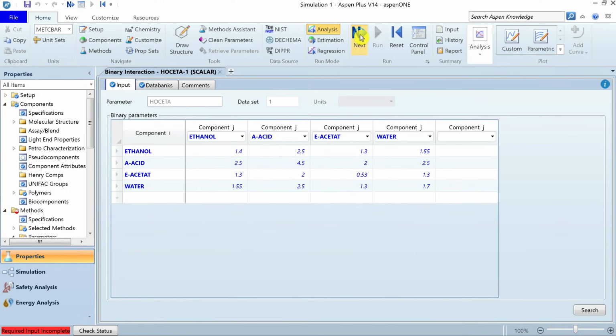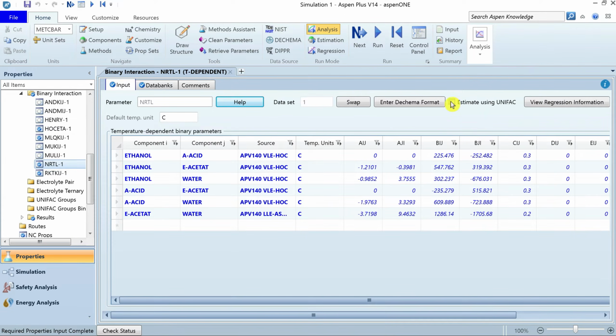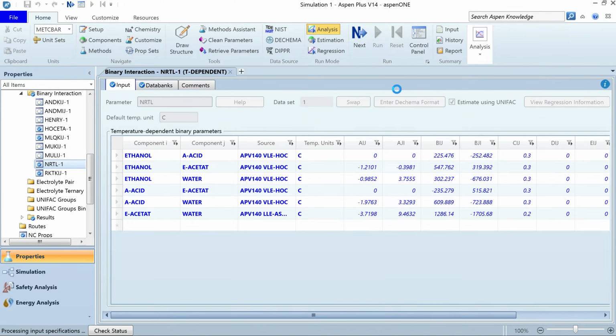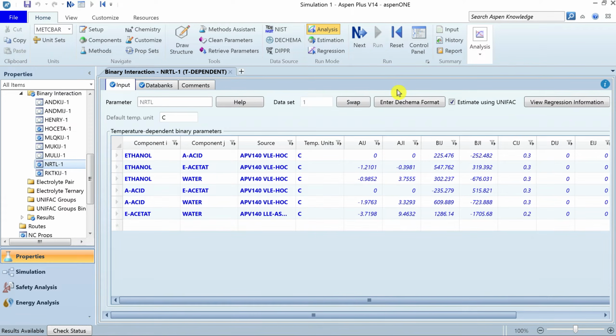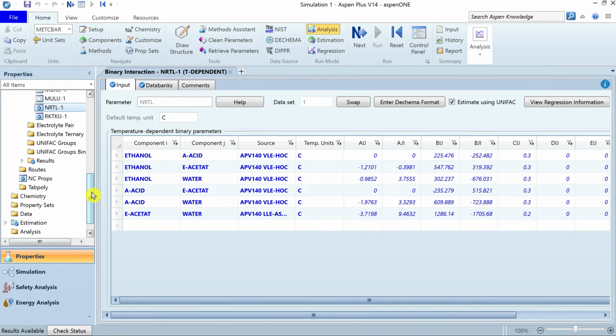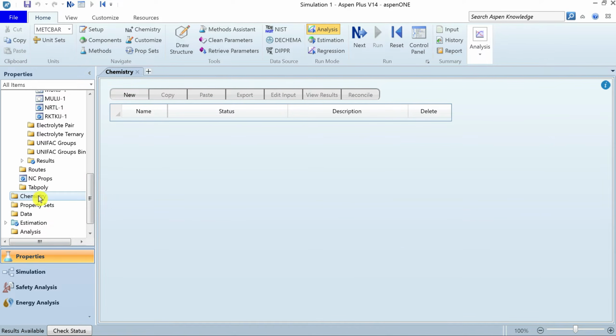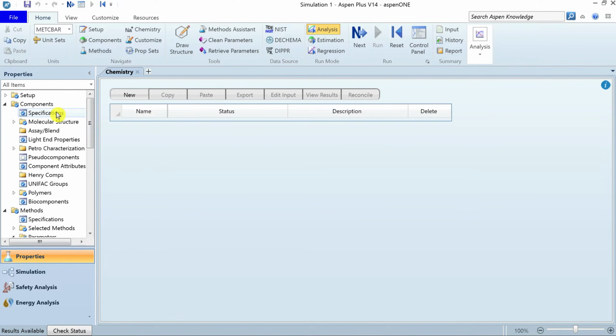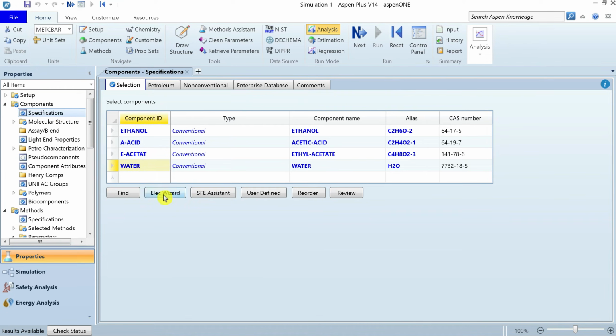Click next. Next. Check the box to estimate missing parameters using the UNIFAC model to estimate any missing parameters. The results of the properties environment are available. The chemistry of electrolyte reactions can be defined in the properties environment under the chemistry folder. You can define it directly by creating a new reaction, or most of the time using the electrolyte wizard for creating the electrolyte chemistry is helpful.